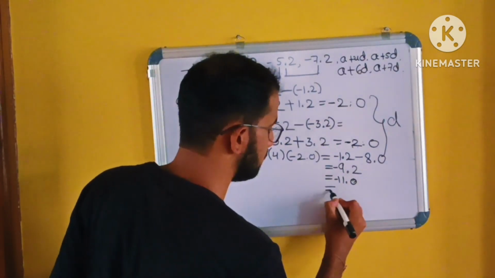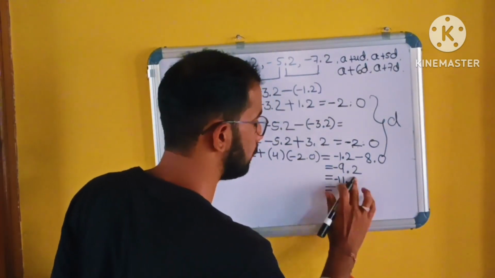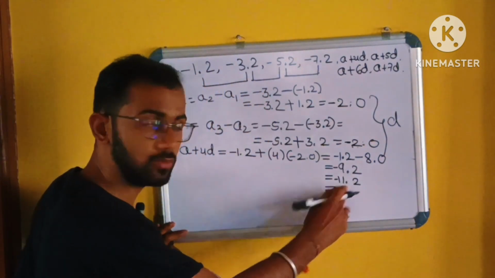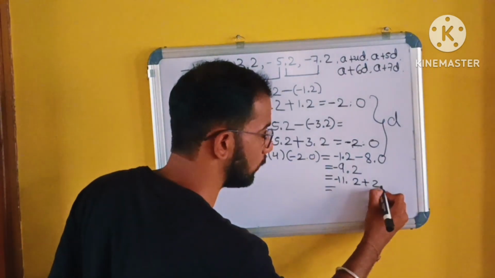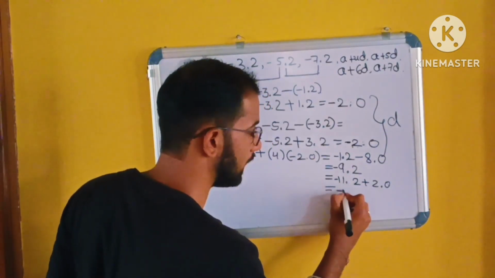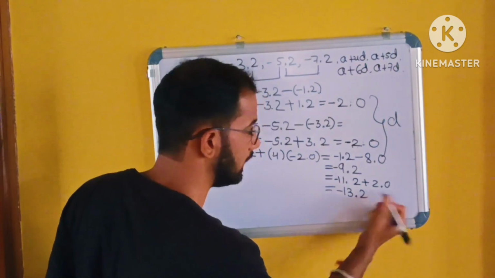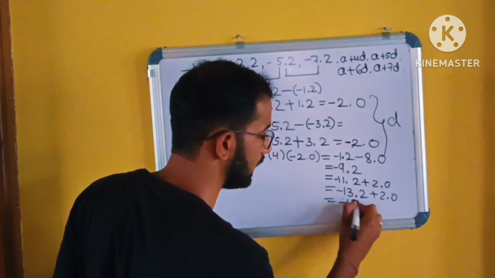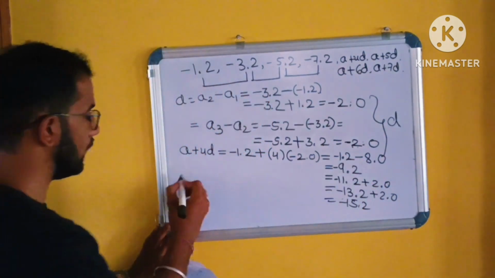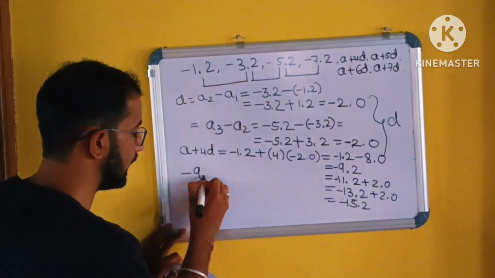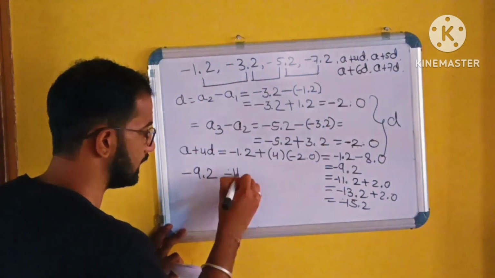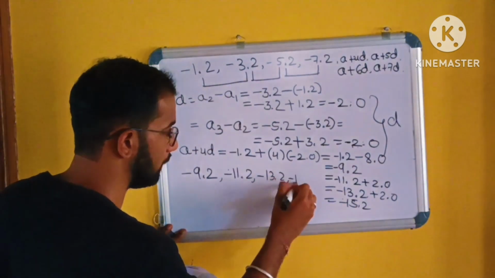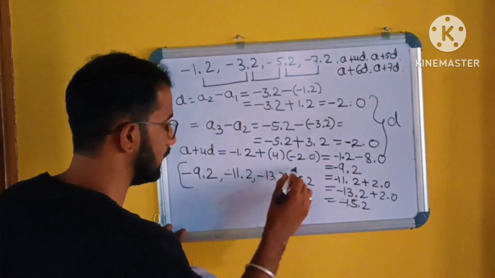11.0, then, sorry, 11.2. If you add again 2.0 to this value, again we get plus 2.0. What is the value? Minus 13.2. Then again adding 2, we get minus 15.2. These are the four values, that is minus 9.2, minus 11.2, minus 13.2, minus 15.2.